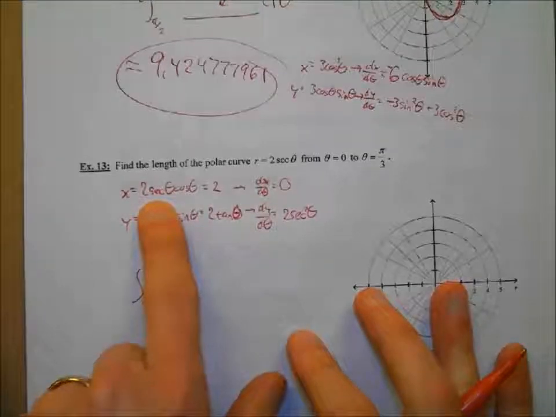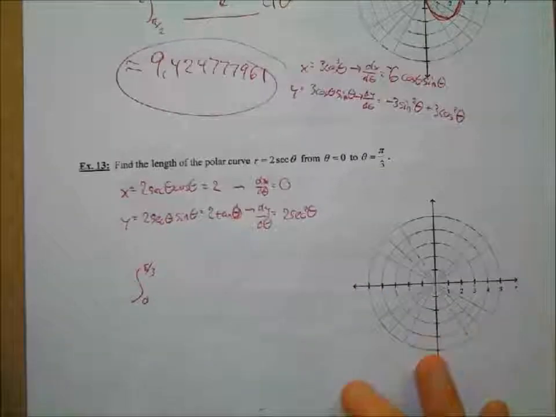Secant, remember, is 1 over cosine. Oh, because it's cosine over... and then they just cancel out. Yeah, isn't that nice?